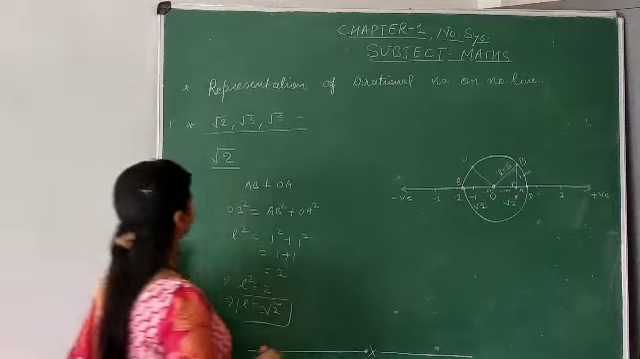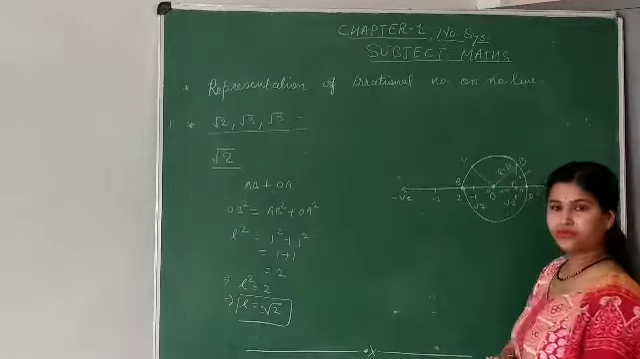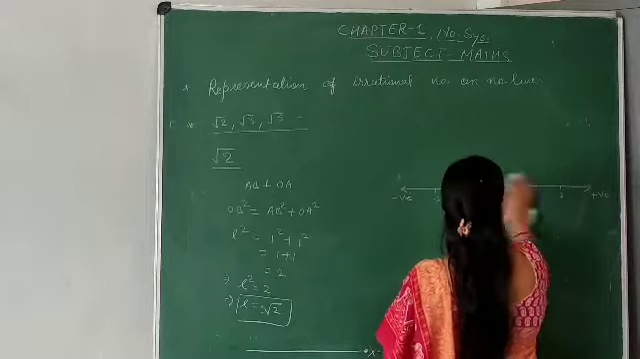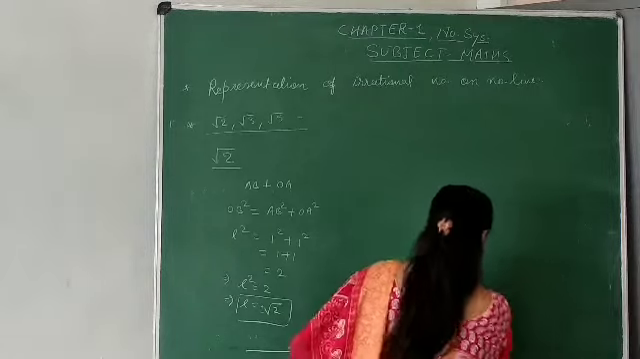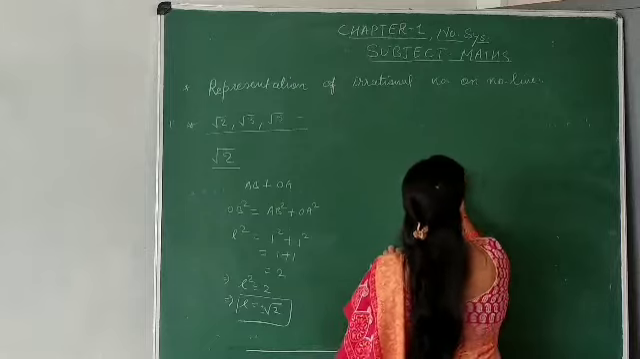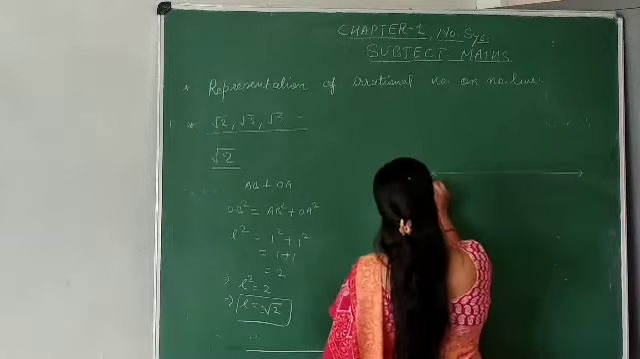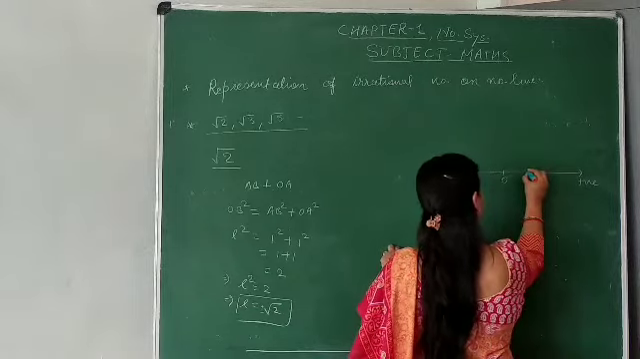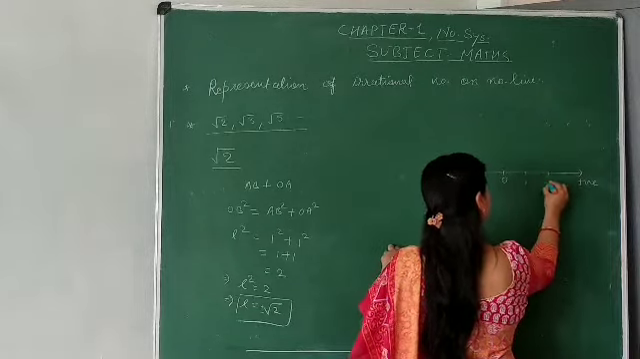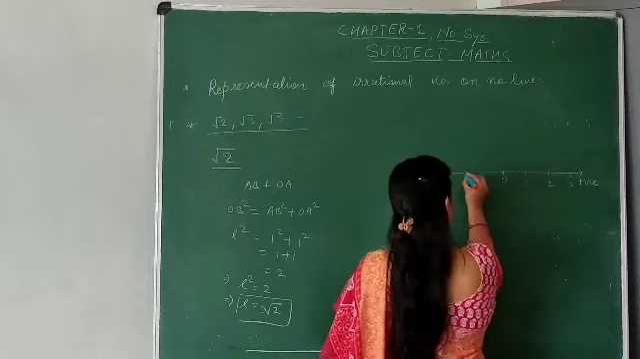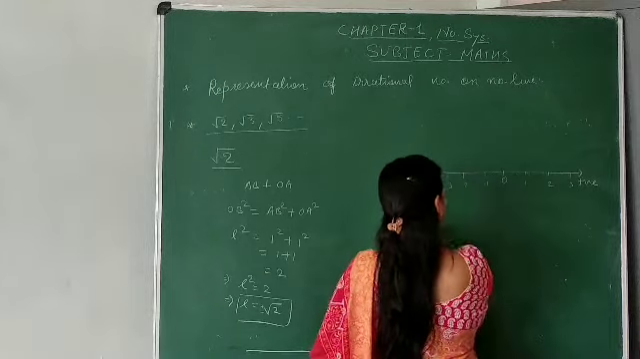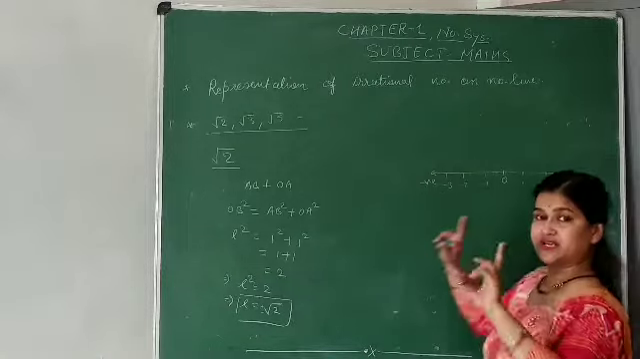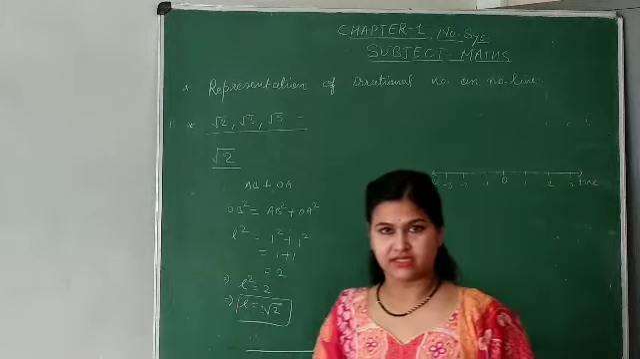Next question is how we represent root 3 on the number line. So for this, we take a number line, here negative numbers, here positive numbers, 0, 1, 2, 3, minus 1, minus 2, minus 3. Here the arrows are most important. This represents that the line is endless.